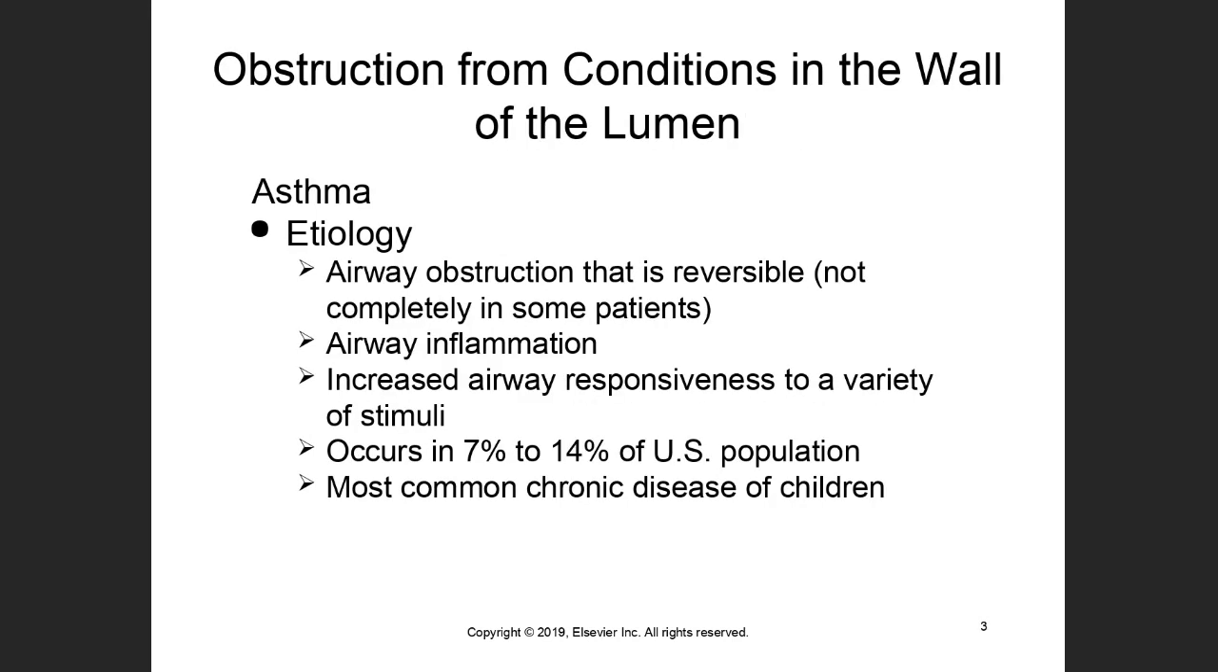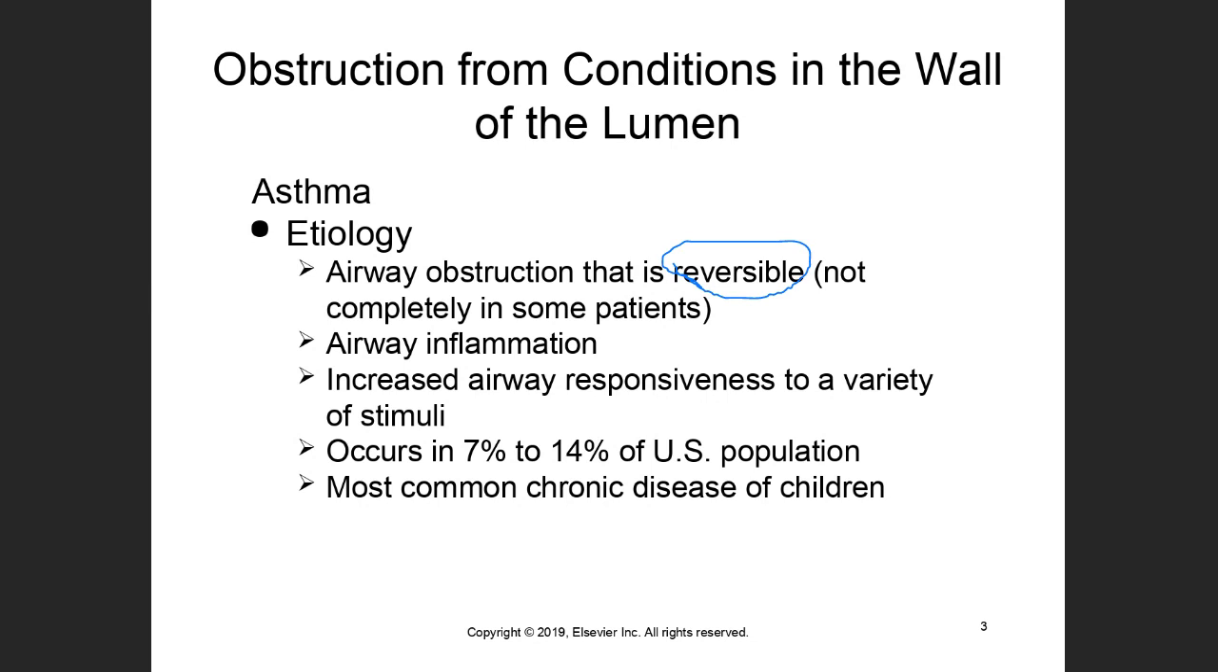Here we have the first etiology, the first disease, that is asthma. Asthma is more prevalent in childhood, but it can also happen in adulthood. Asthma is an airway obstruction that is reversible. This is one of the main characteristics of asthma. Asthma is a type of COPD, and the main difference is that it is reversible. With medicine, you reverse the condition.